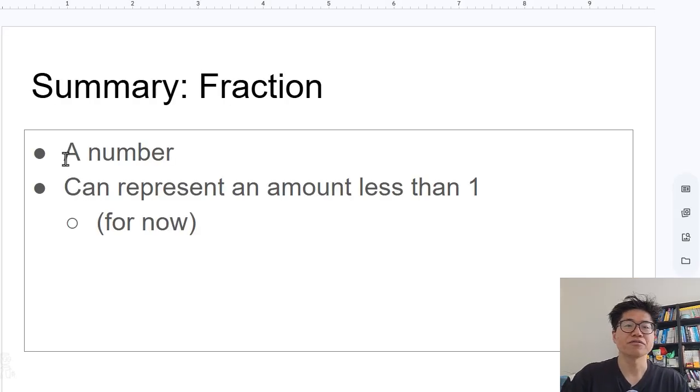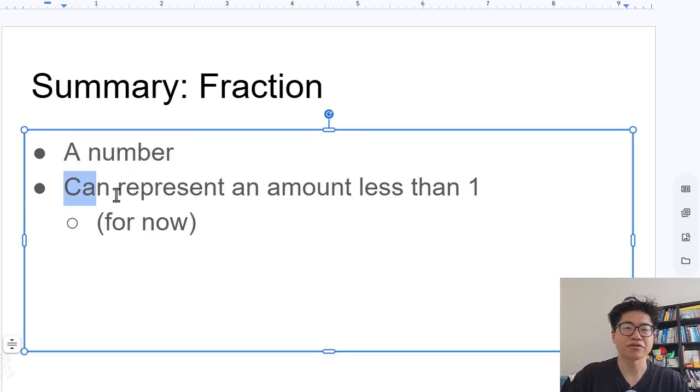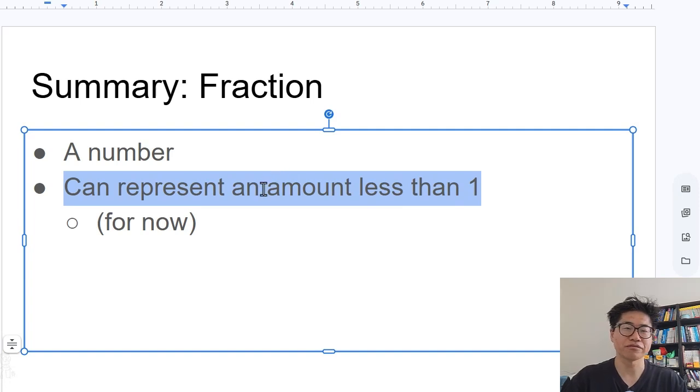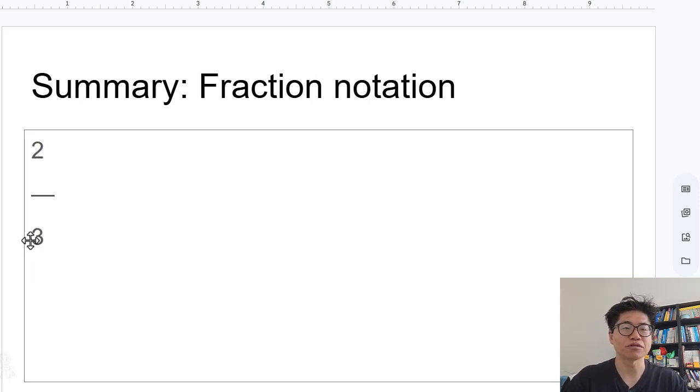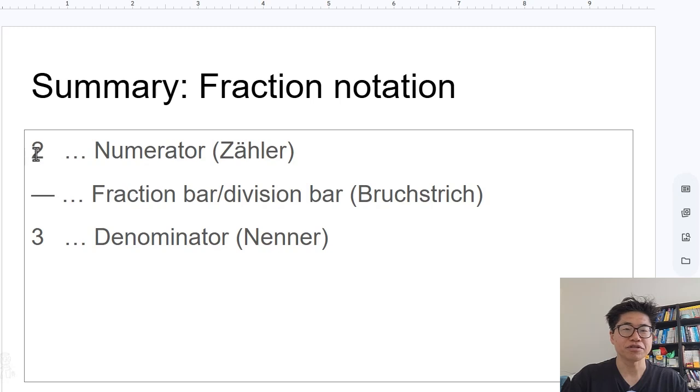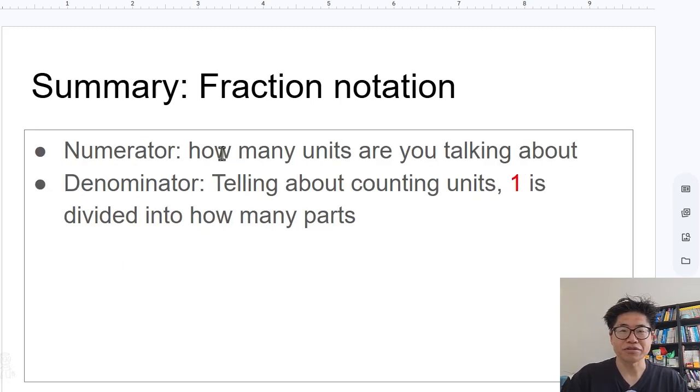So here's a summary. A fraction is a number. It can represent an amount less than 1. That's the purpose. If I have 2 over 3, this upper number 2 is called the numerator, or in German, Zähler, and this bar is called the fraction bar, Strich, and this lower number 3 is called the denominator, or Nenner. The numerator shows how many units you are talking about, and the denominator tells about the units: the unit is represented by 1 divided into how many parts.